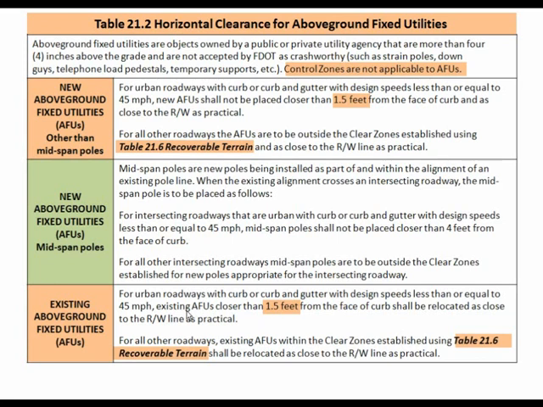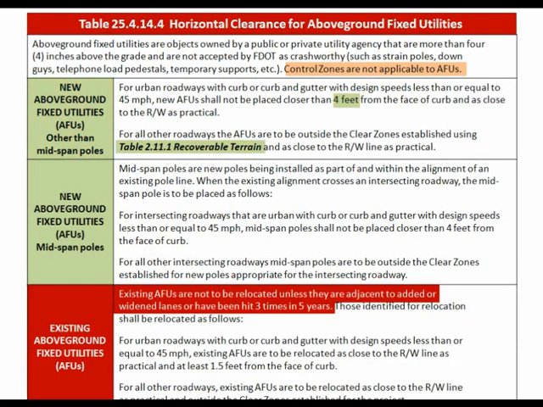The other table that was changed was Chapter 25, which is for 3R projects. We retained the note that control zones are not applicable to AFUs. We went back to new construction criteria, which is 4 feet, or the new construction recoverable terrain. That's for anything that's brand new being placed on the project. Even if it's a 3R project, if it's a new facility, it meets new construction criteria. The midspan poles are treated exactly the same as new construction or in the context-sensitive designs.